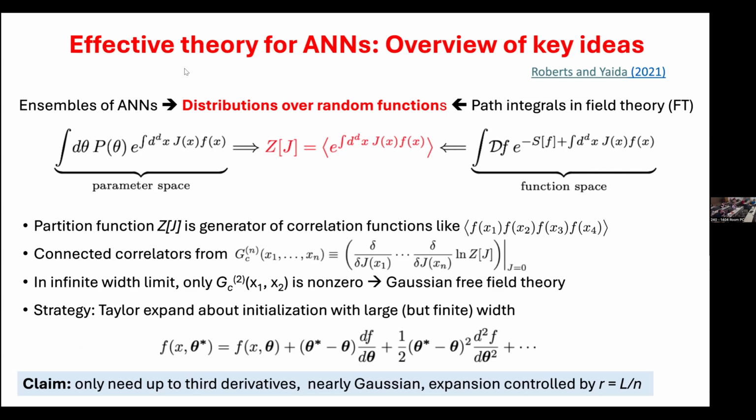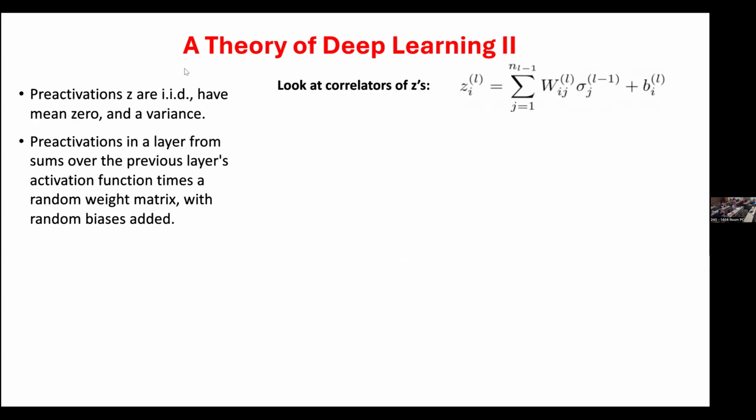And so we're only going to need a couple of terms. The people that originated this idea, Roberts and Yaida, said you only need up to your second derivative. You only need like 3 terms. So with this in mind, we can basically calculate all these different distributions for the outputs at any given layer.